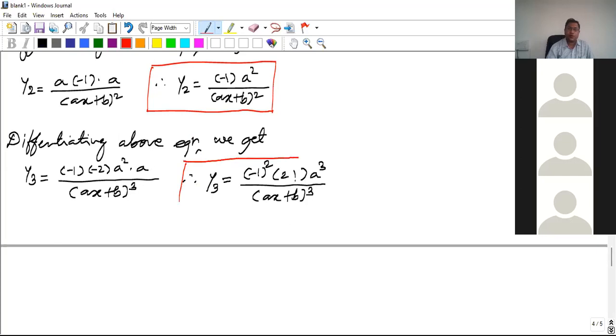Are you getting this one? Yes, sir. Next question: can you generalize? Have you got sufficient steps to see the pattern? If you can identify the pattern, that's okay. If you cannot, then we have to go for one more derivative. We have to keep taking the derivative till we get the pattern exactly. I hope you have got the pattern.